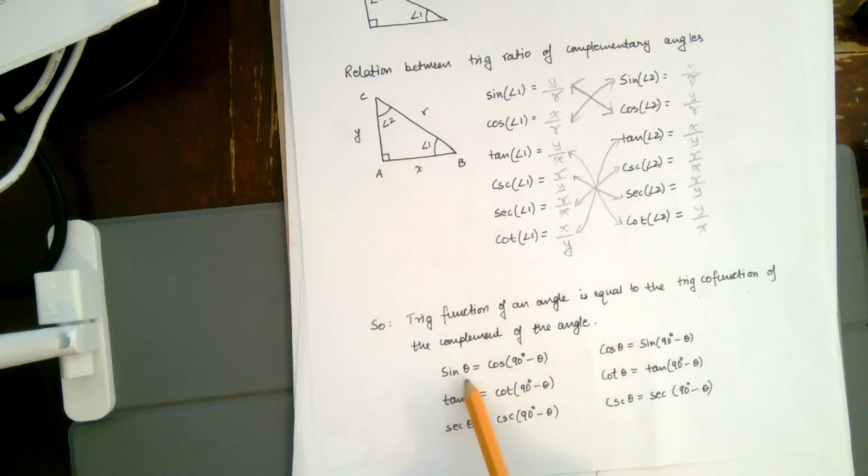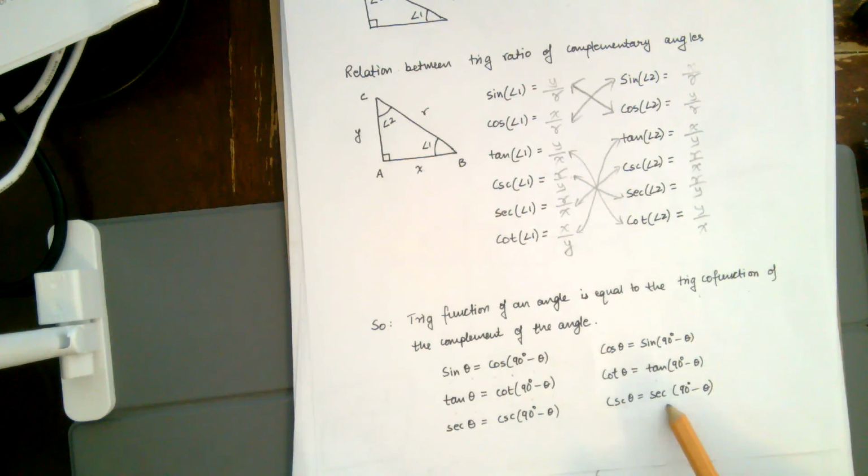Meaning, sine of theta is cosine of 90 minus theta. Tan theta is cotangent of 90 minus theta. Secant theta is cosecant of 90 minus theta. Similarly, cosine theta would be sine of 90 minus theta. Cotangent theta is tangent of 90 minus theta. Cosecant theta is secant of 90 minus theta.